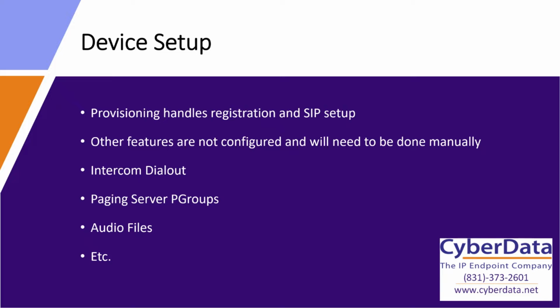So for something like an intercom, you want to go and set up that intercom dial out. You want to adjust your relay settings, your paging server. You've got to upload any audio files you need, and you need to adjust your page groups accordingly. So just keep in mind, just doing the auto provisioning is going to make it so you can receive calls at the box, but you won't be able to make outbound calls because you still have to set all of that portion up on the CyberData side.